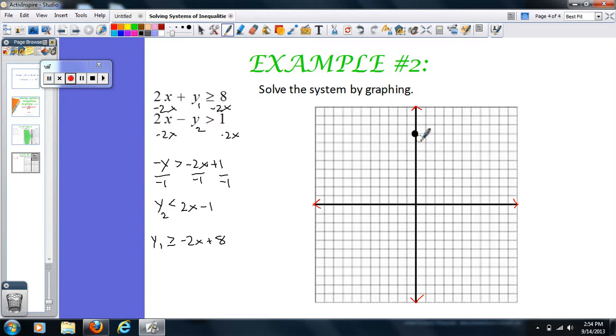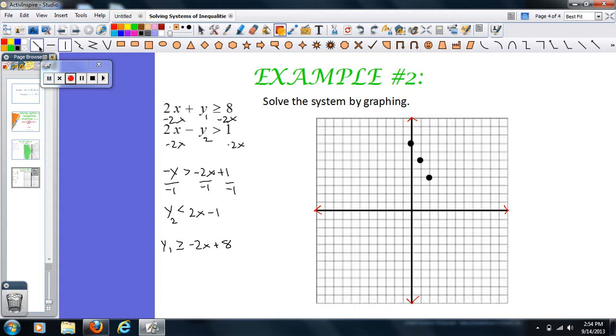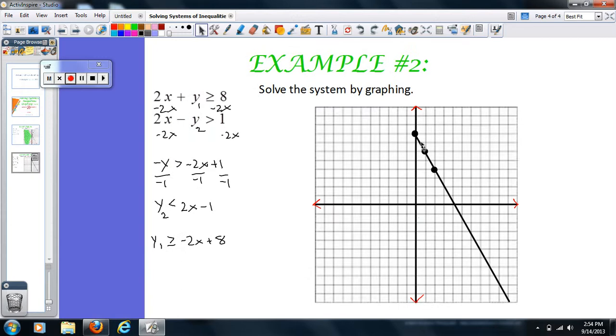And now I'm going to go down, my slope is negative 2, so I'm going to go down 2 and right 1. And I'll go down 2 and right 1 again. And that will give me the equation for this line. Let's go ahead and on this one, for y1, this is greater than or equal to, so this is going to be a solid line because it is greater than or equal to, which means I can pick values on the line and they will still give me true statements.